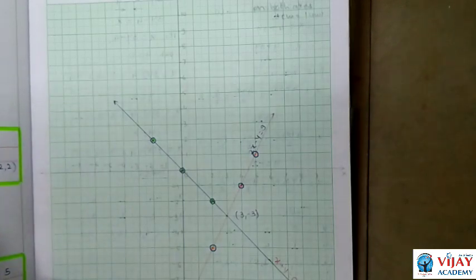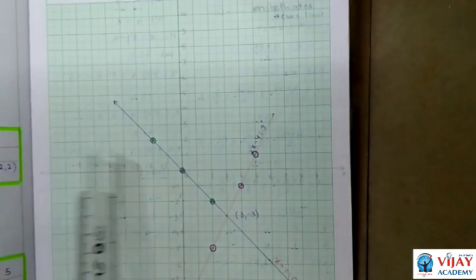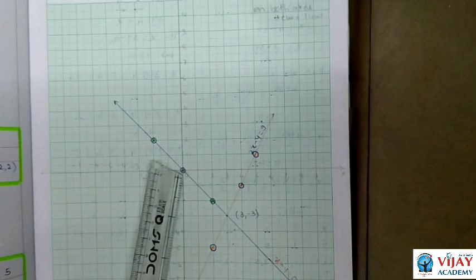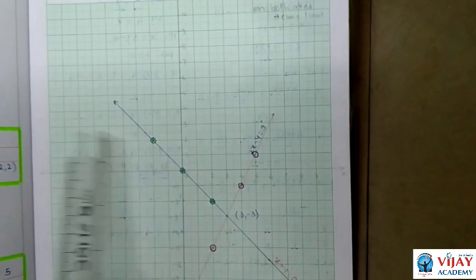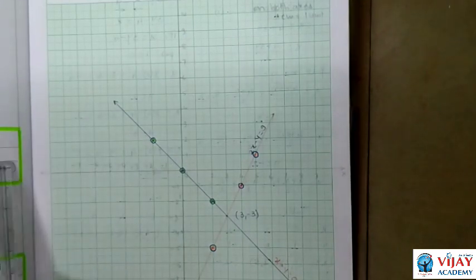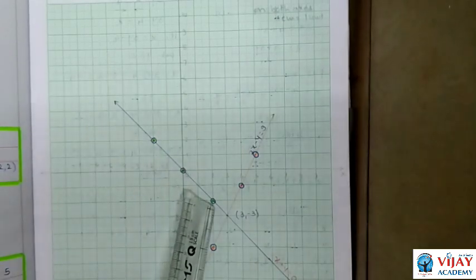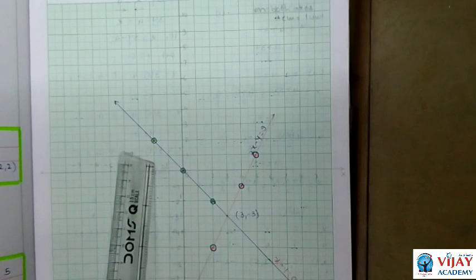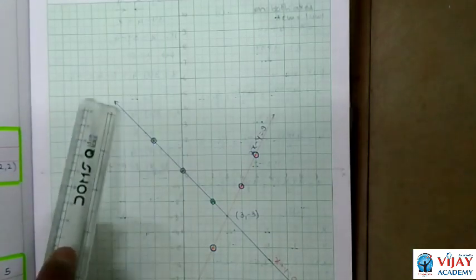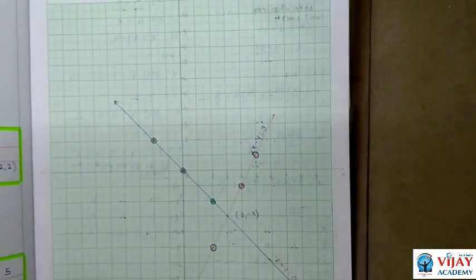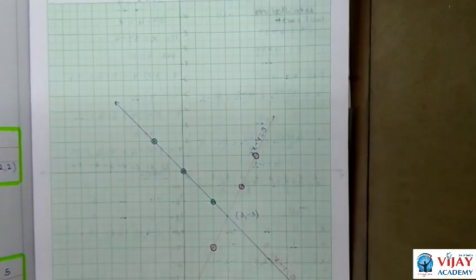we get the points (0, 0). First we take the point (0, 0), which is at the origin. Then (2, -2). This (2, -2) is in the fourth quadrant. We get this point. Then (-2, 2) in the second quadrant. And we get this line x + y = 0.